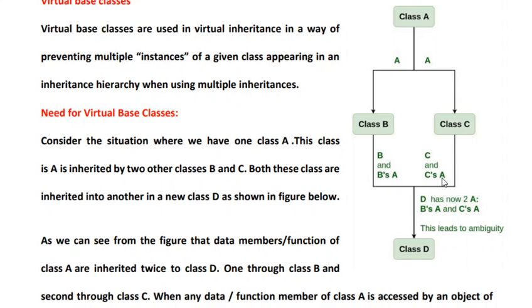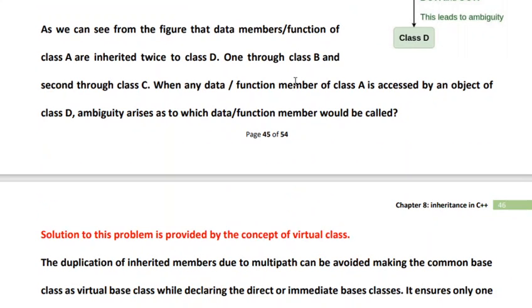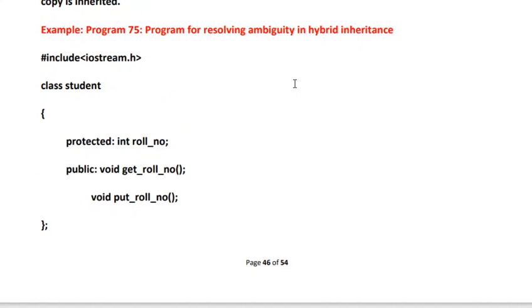In order to overcome that, we have the concept of a virtual base class, right? A virtual base class is used in hybrid inheritance for preventing multiple instances of a given class appearing in the inheritance hierarchy when we are using multiple inheritance. So this ambiguity can be prevented with the help of a virtual base class. Now let us try to understand it with the help of an example.